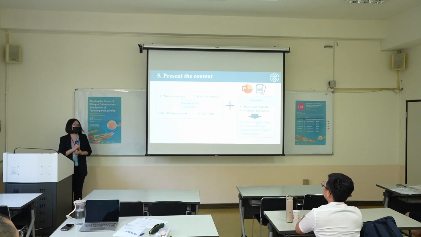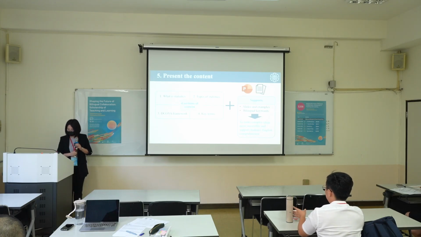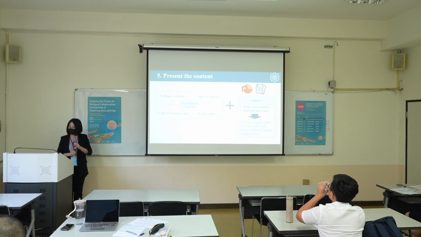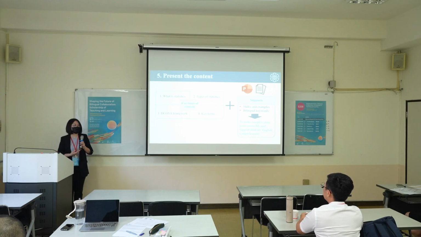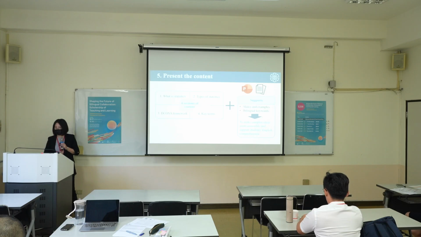The next stage, present the content. I divided the content into four small parts. The first one is what is statistics. The second is types of statistics. The third is the COVA framework. And the fourth part is key terms. I provide some support when teaching the content. I'll use some visual aids like slides or examples, and also give them a vocabulary list to make complex ideas easier and support students' English comprehension.